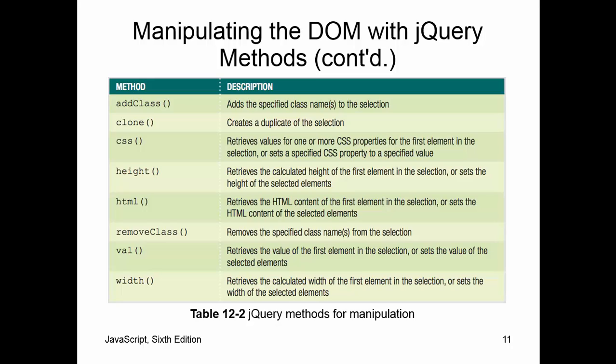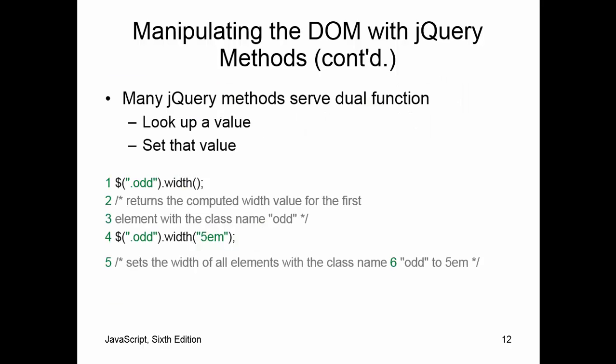You can add classes, you can remove classes, you can add CSS to something, you can clone things. All right, and that's just some of the stuff that you can do. Many jQuery methods, as it says, serve a dual function. You can look up a value, which is like a get, and you can set a value, which is a set. All right.